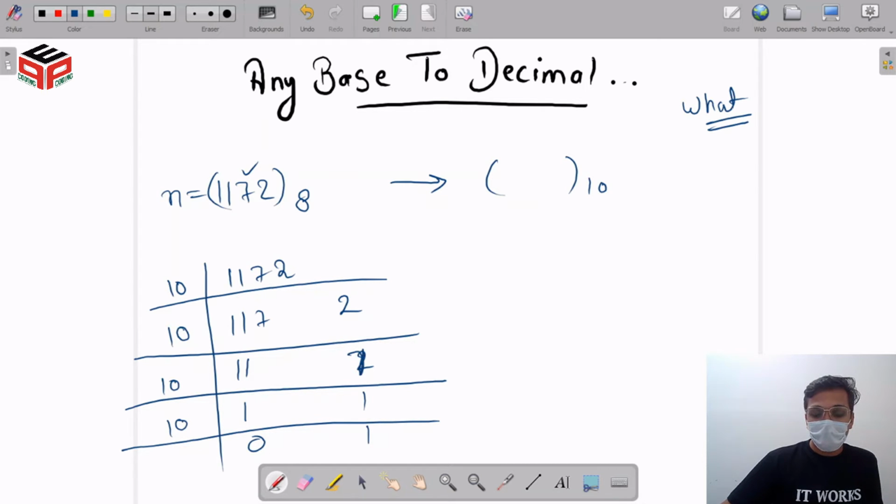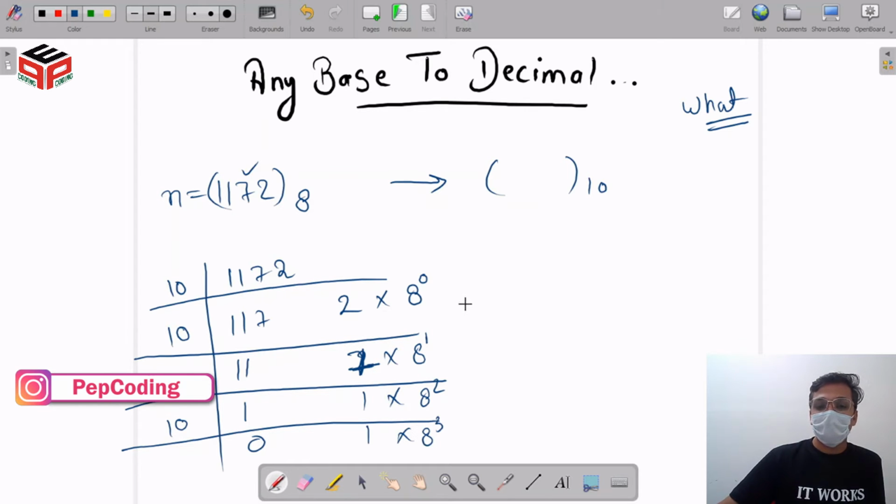Here we get our remainder as 7. So here we are going to multiply this number by our current base, that is 8. Again, we multiply by 8 times of this base. Now again 8 times of our base. Now again 8 times of our base. So we are going to extract our answer in this format.